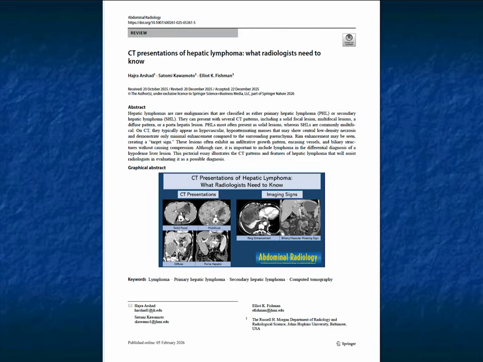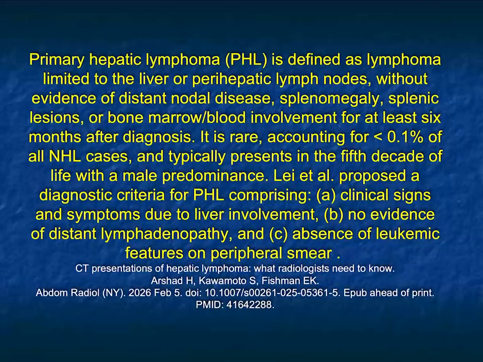But let's look at the variable appearances so you can get a good feel on what you should be thinking about. So just a few slides I want to go through that are word slides, but just important. Primary hepatic lymphoma is defined as lymphoma limited to the liver or perihepatic lymph nodes without evidence of distant nodal disease, splenomegaly, splenic lesions, or bone marrow involvement.